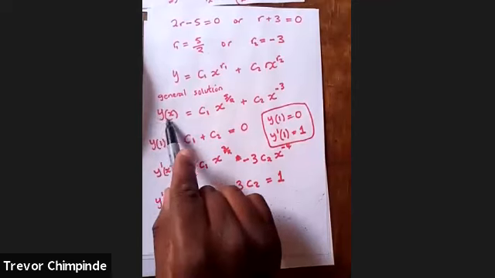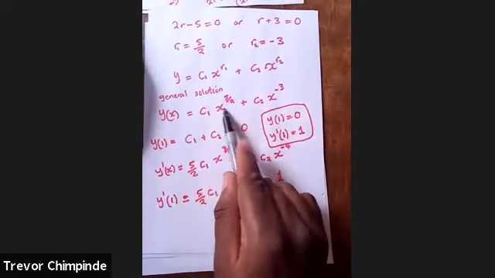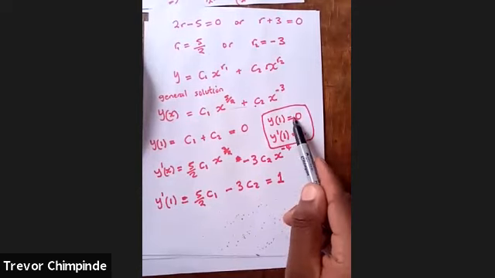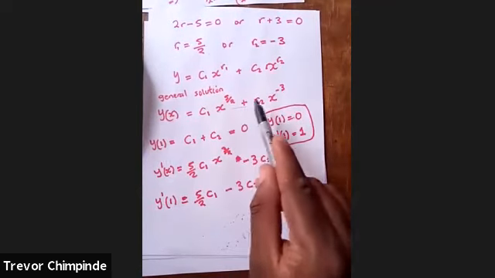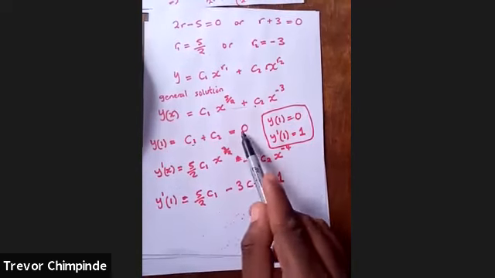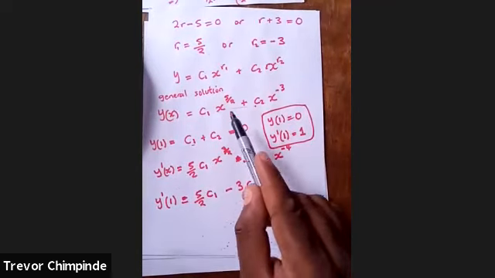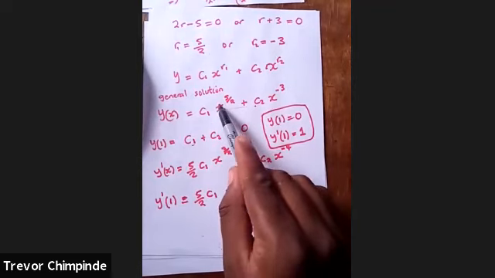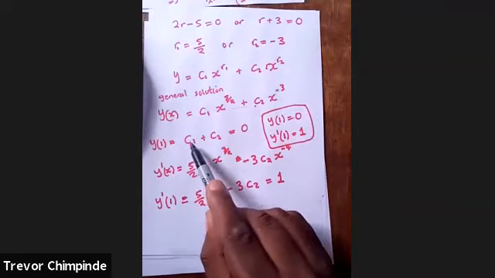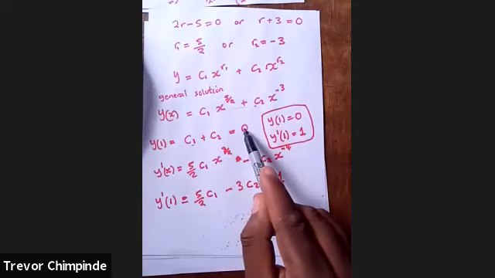So this is my y. I found my general form of y. So if y of 1 is equal to 0, meaning where there is x here, I put 1, it means that C1 plus C2 is going to be equal to 0. Because if you plug in 1 here, you have 1 to the 5 over 2, which is 1, 1 to the negative 3, which is 1. So you get C1 plus C2 is equal to 0.